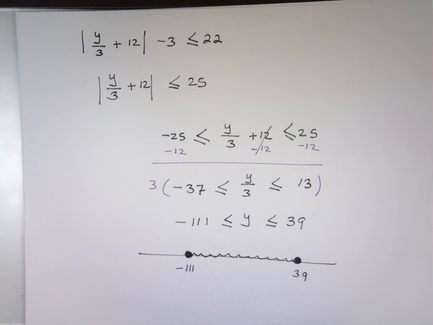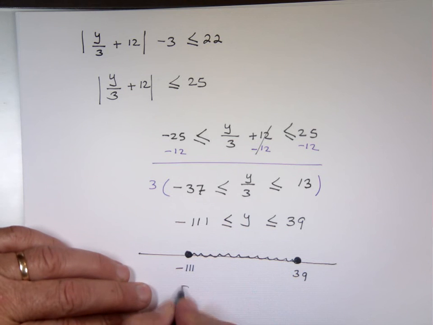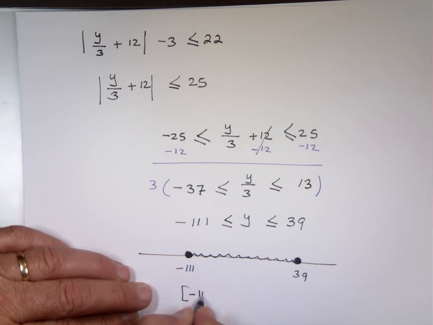So that would be brackets. Correct. That would be a bracket. Negative 111, comma, 39, bracket.